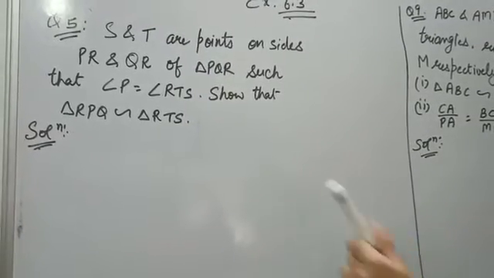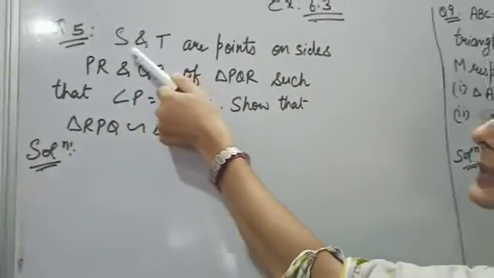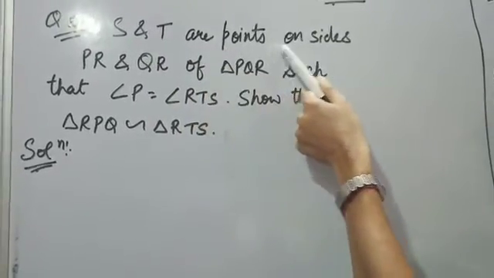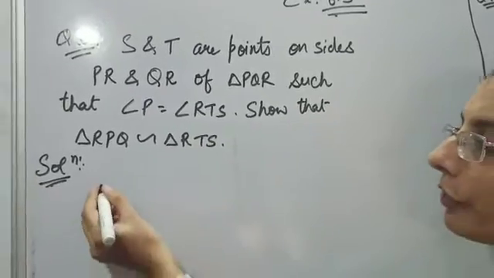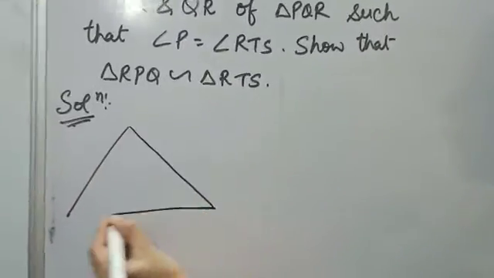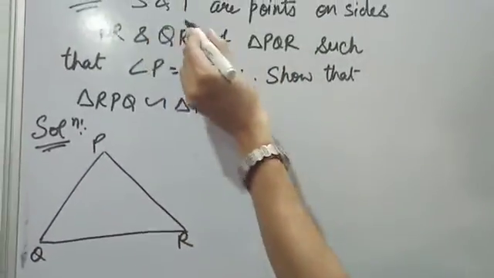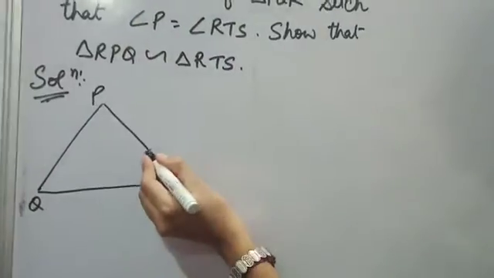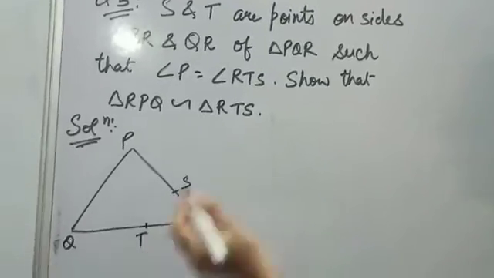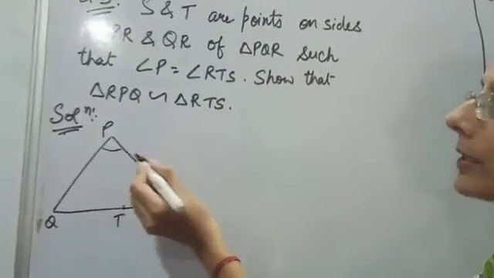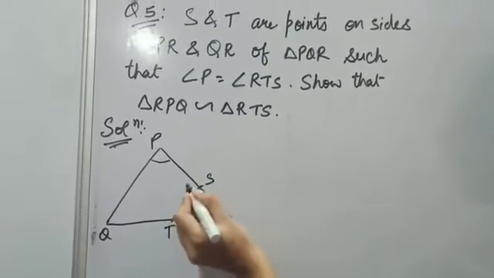Okay dear students, I have written one question from exercise 6.3. It is the fifth question. It is given that S and T are points on the sides PR and QR of triangle PQR. So firstly we will draw the diagram of the given situation. In triangle PQR, the point S is here on PR and on QR there is a point T, such that angle P is equal to angle RTS. So these two angles are equal to each other.